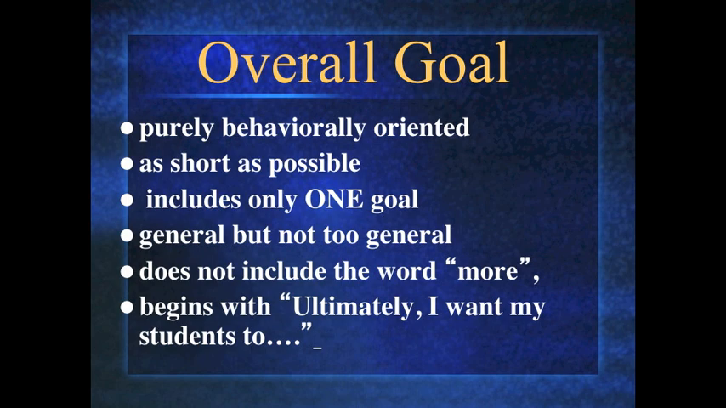2 is very short and to the point. 3 includes only one goal. 4 is general but not too general. 5 does not include vague words such as more. And 6 usually begins with, ultimately, I want my students to.